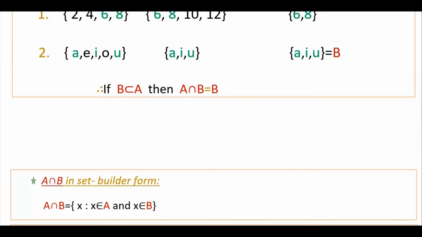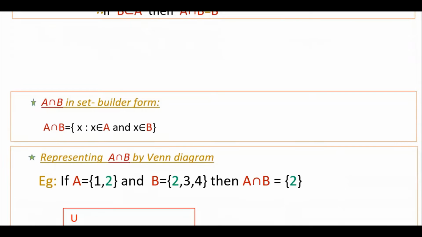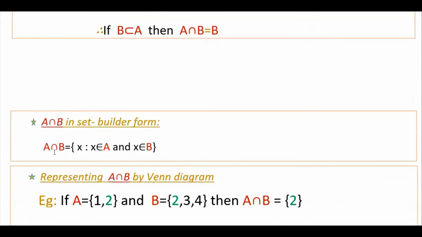And if you write A intersection B in set builder form, you can write it like this: A intersection B is equal to {x such that x belongs to A and x belongs to B}. In the union case, A union B is equal to x belongs to A or x belongs to B. But here in intersection, you have to write x belongs to A and x belongs to B.